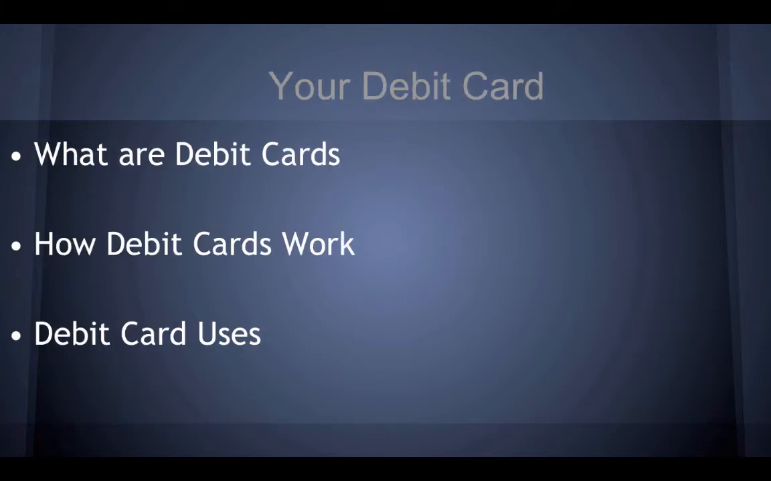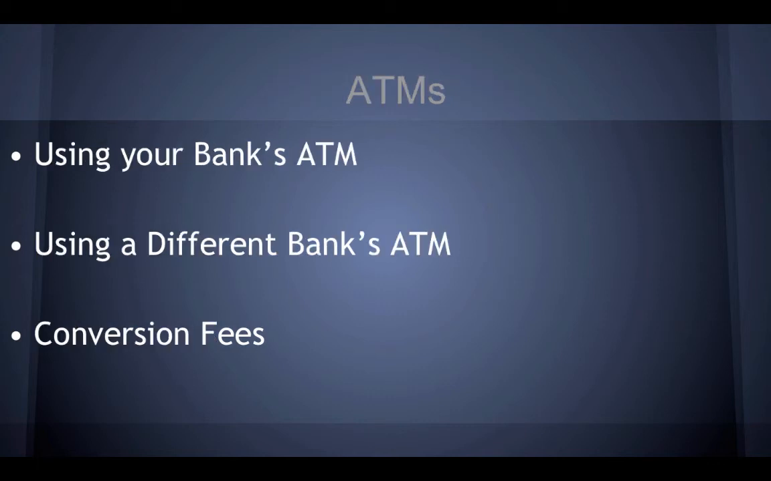Debit cards are like electronic checks. Once you use your debit card to make a purchase, funds are immediately deducted from your account. You can use your debit card to withdraw funds from ATMs and to pay for purchases everywhere that accepts them. You can withdraw funds from your bank's ATM at no charge. You can also make transfers and balance inquiries.